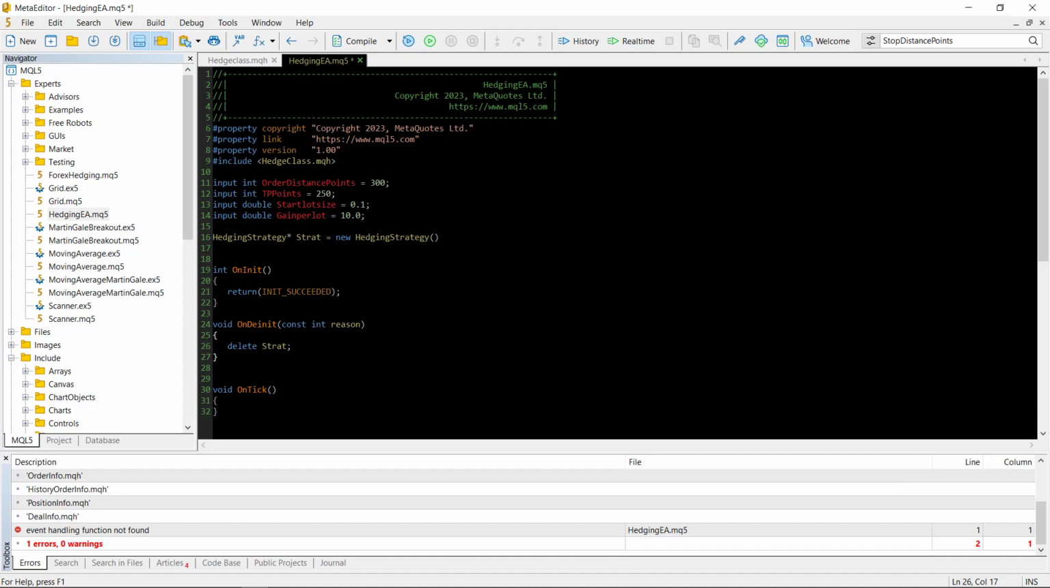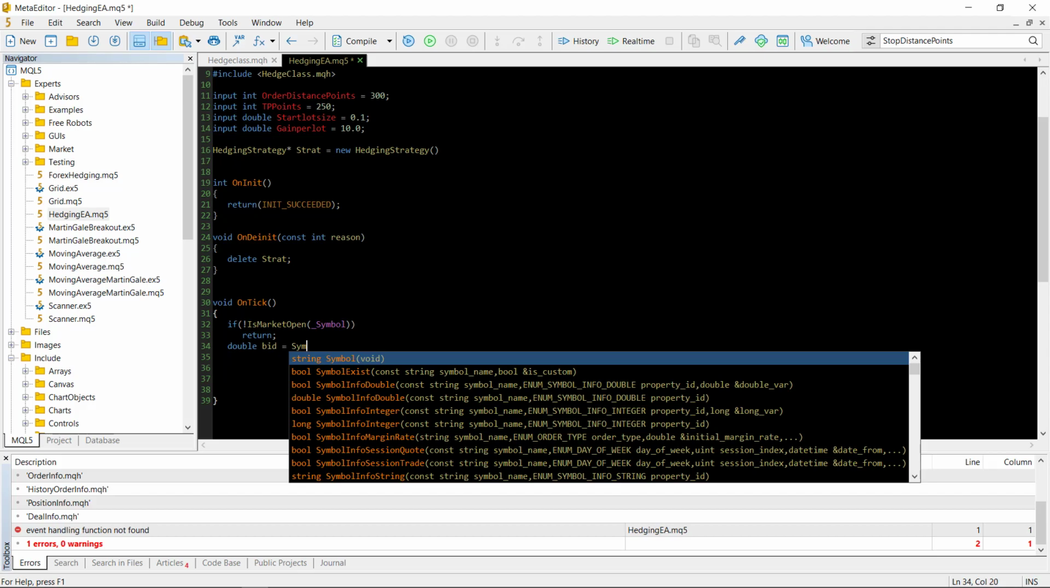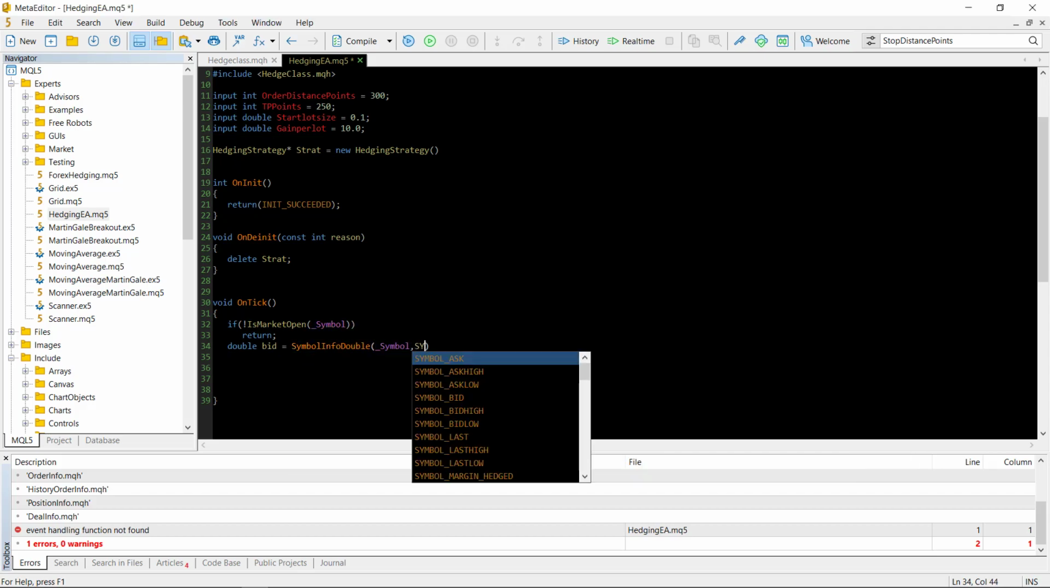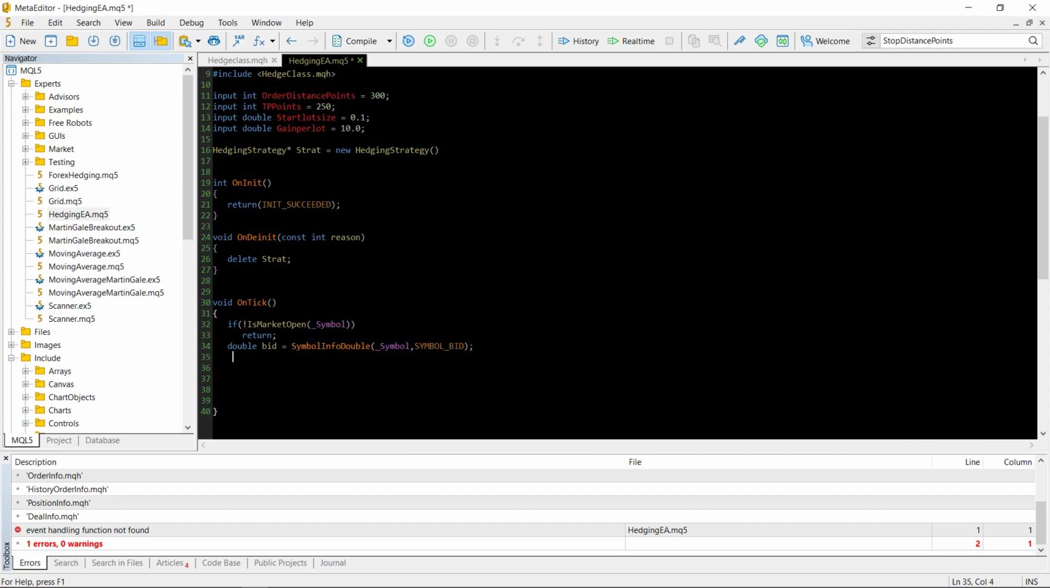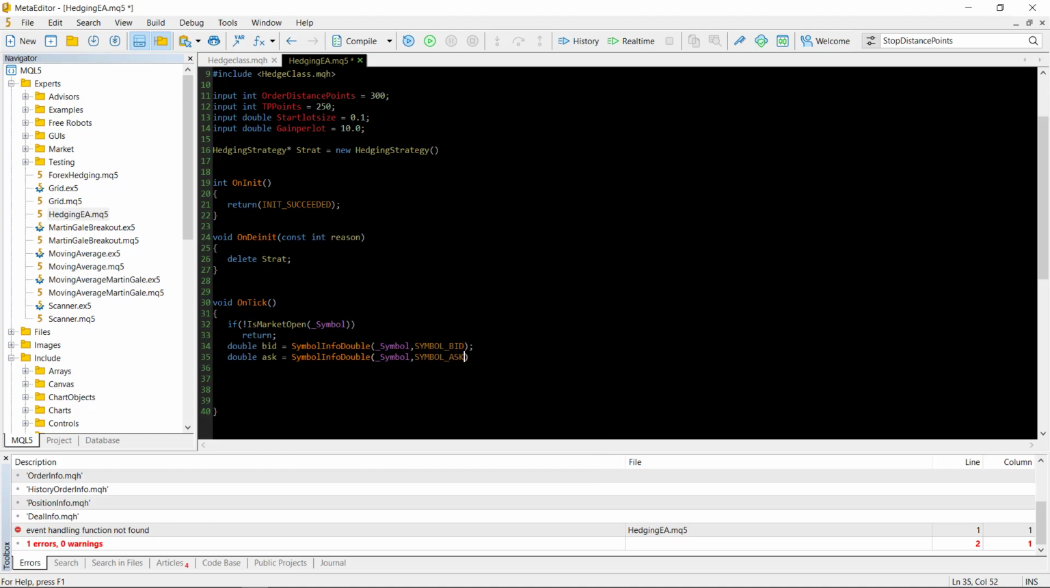in the onDeinit function. Now let's write the simple EA logic in the onTick function. We know for sure that we don't want to do anything when the market is closed, so we call the isMarketOpen function, and if it returns false, we simply return. If the market is open, we need to check whether the strategy is running or not, and if it's not, we need to initialize the strategy. We also need to call the onTick function.